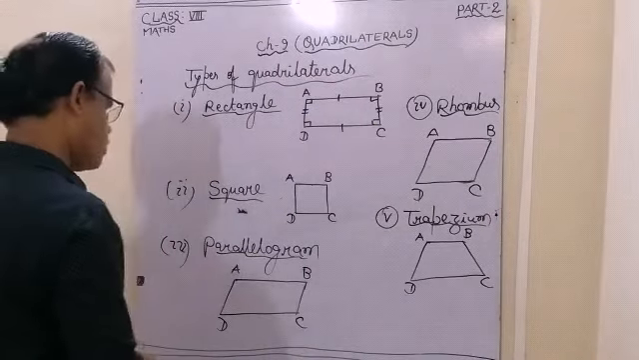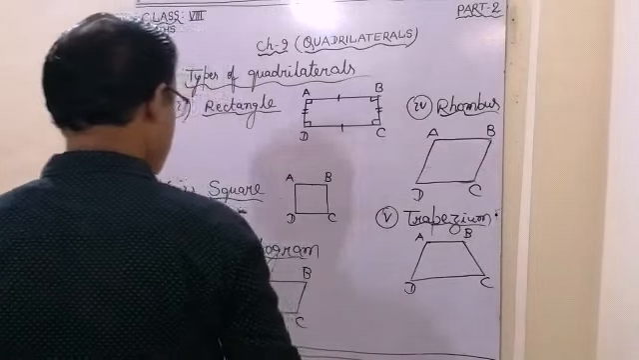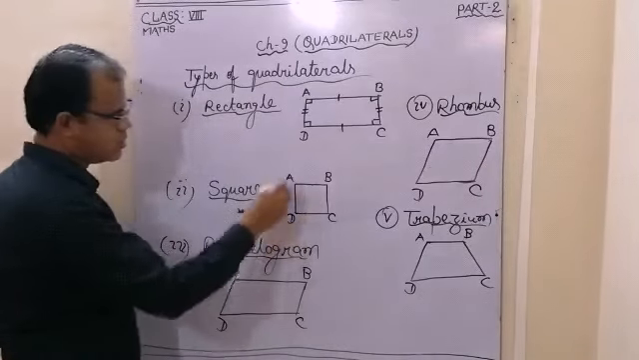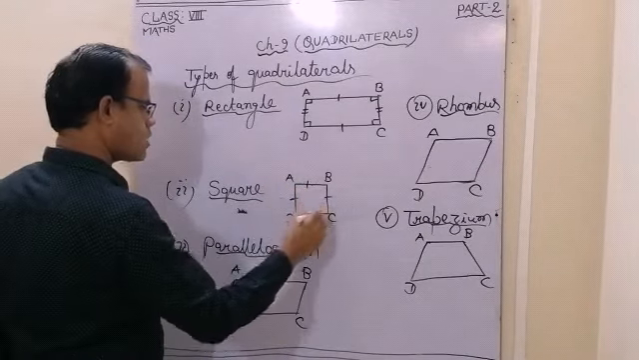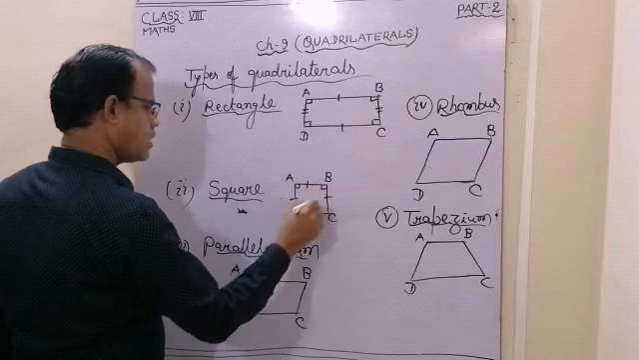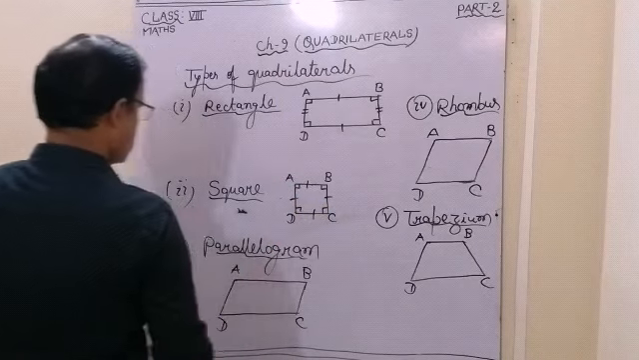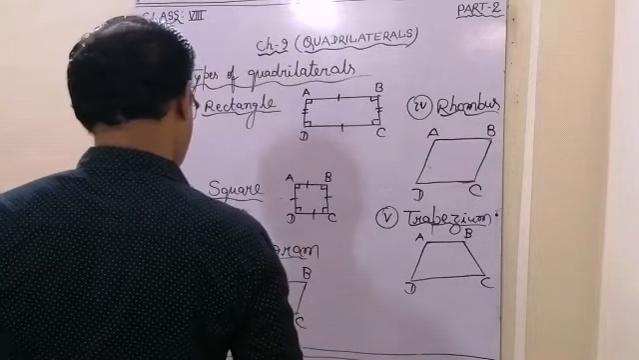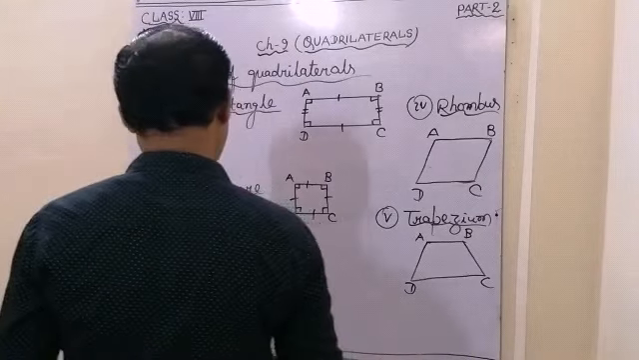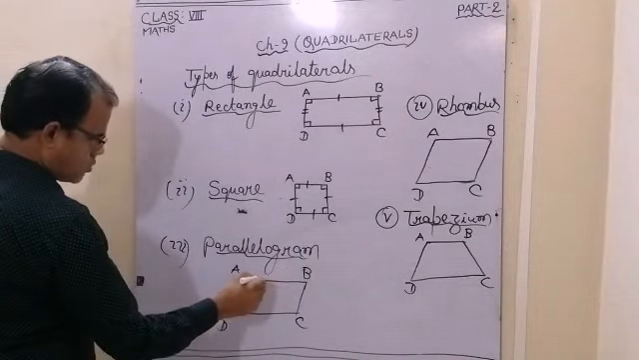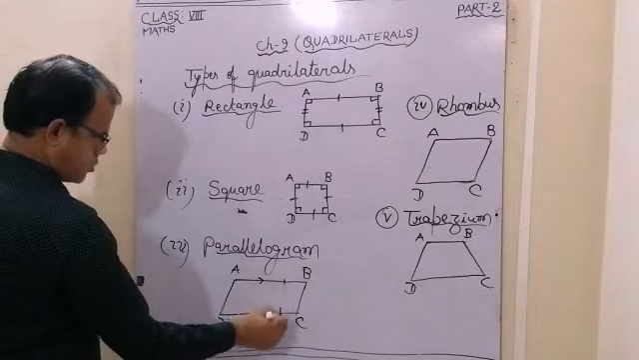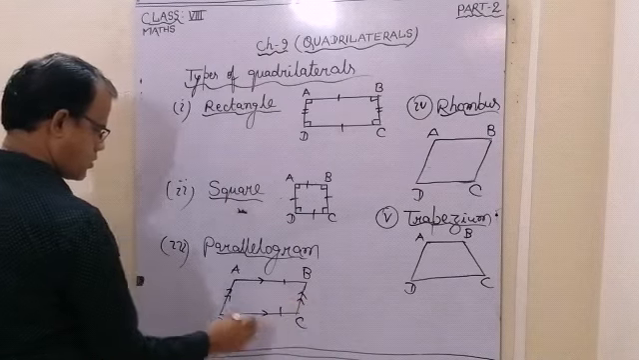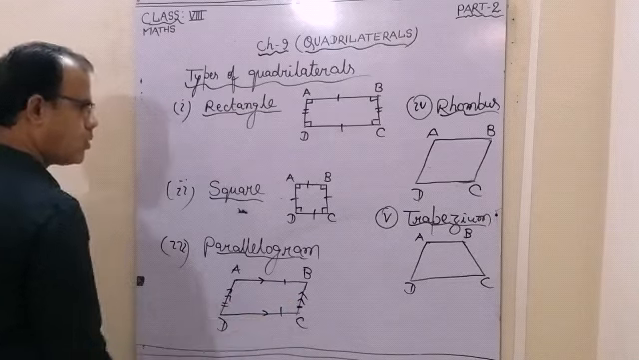Okay, so next square, all sides equal and each angle is a right angle. Here ABCD is a square, so all sides are equal and all angles are 90 degrees, like that. Next, parallelogram. So in a parallelogram, both pairs of opposite sides are parallel and equal. This is equal also and parallel also. This is parallel to this and equal also.